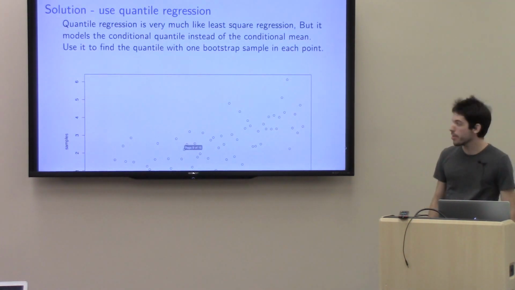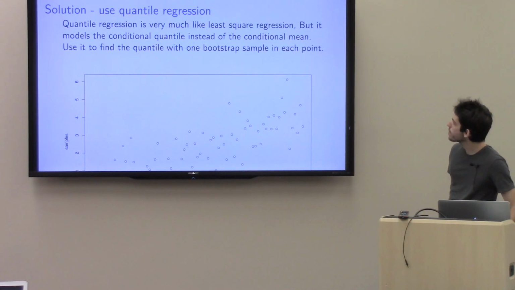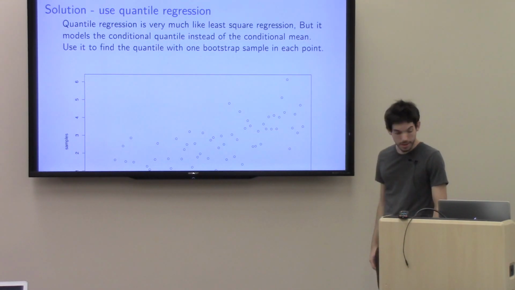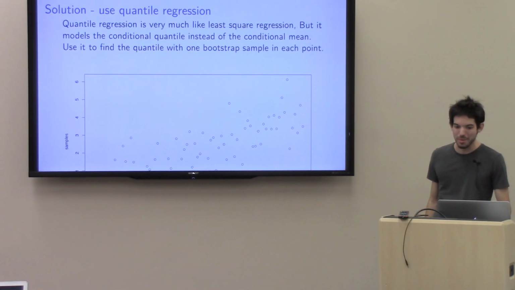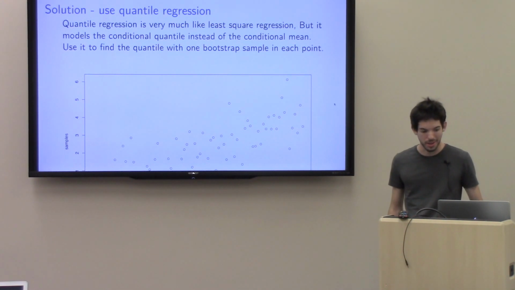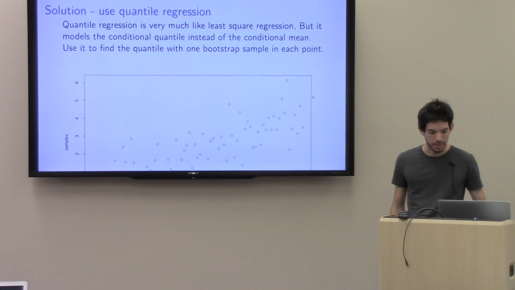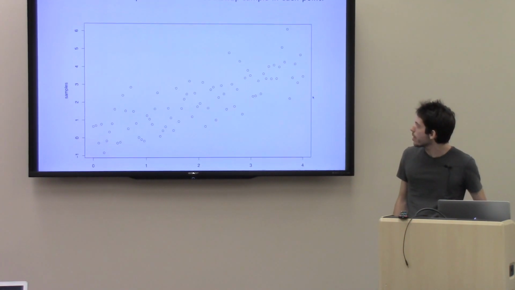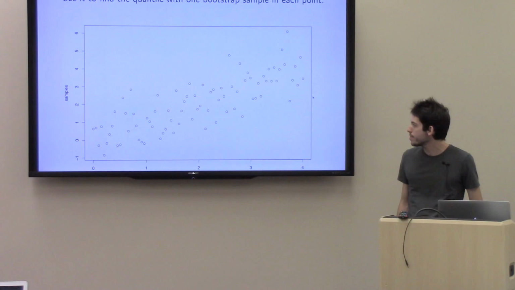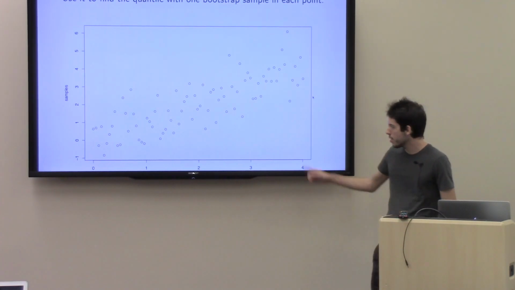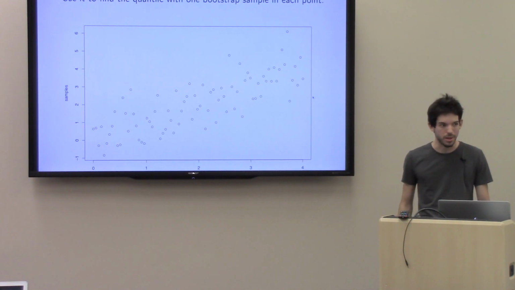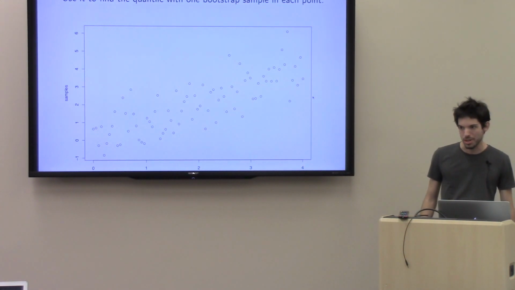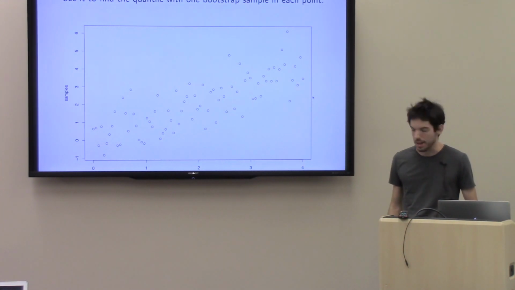So what can you do? You can use quantile regression. I don't know if any of you have heard about quantile regression, but it's very much like regular least squares regression. Instead of modeling the conditional mean, we model the conditional quantile, and we follow a pretty straightforward optimization procedure to find the best fitting line.